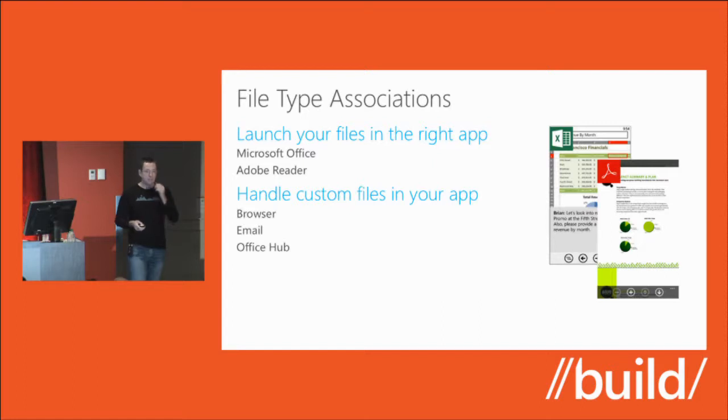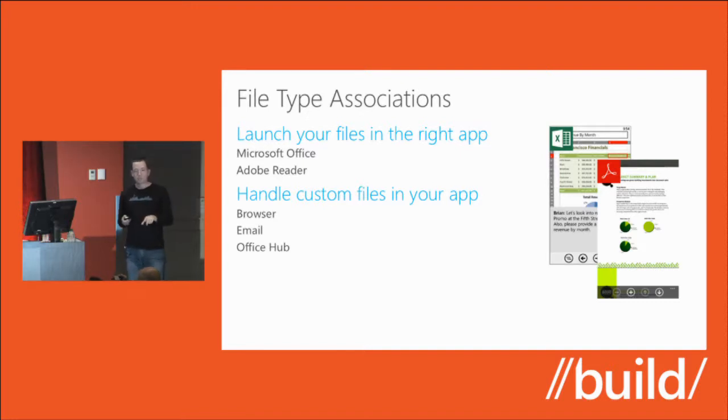So file type associations work much the same way. Obviously, if you have a file that your app owns that you want to pass off to the appropriate handler, obvious cases are Microsoft Office documents or PDF files. You can do that. Similarly, you can register as a handler for a particular file type that you're in the best position to render, and you will be exposed, again, through some of these core built-in experiences as a task that can get invoked to handle those files.